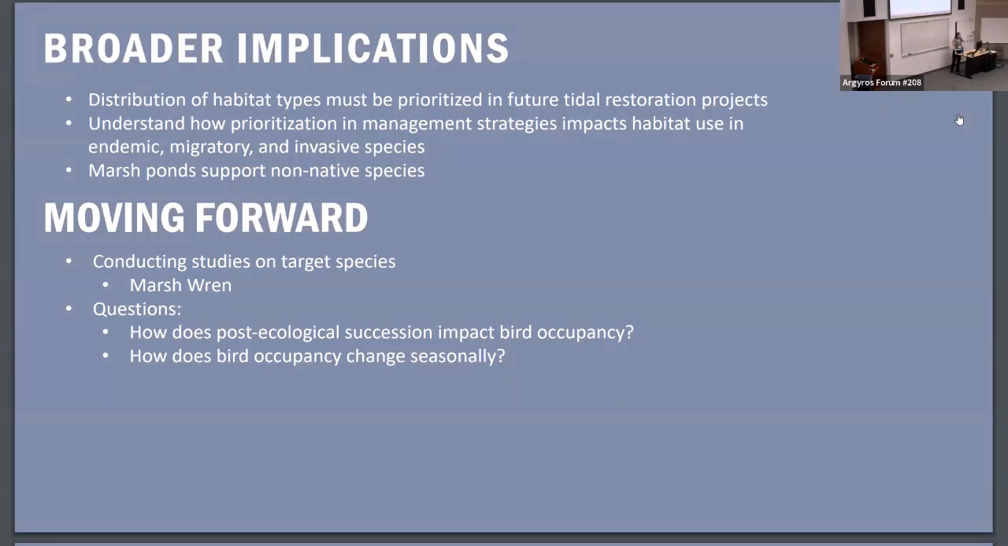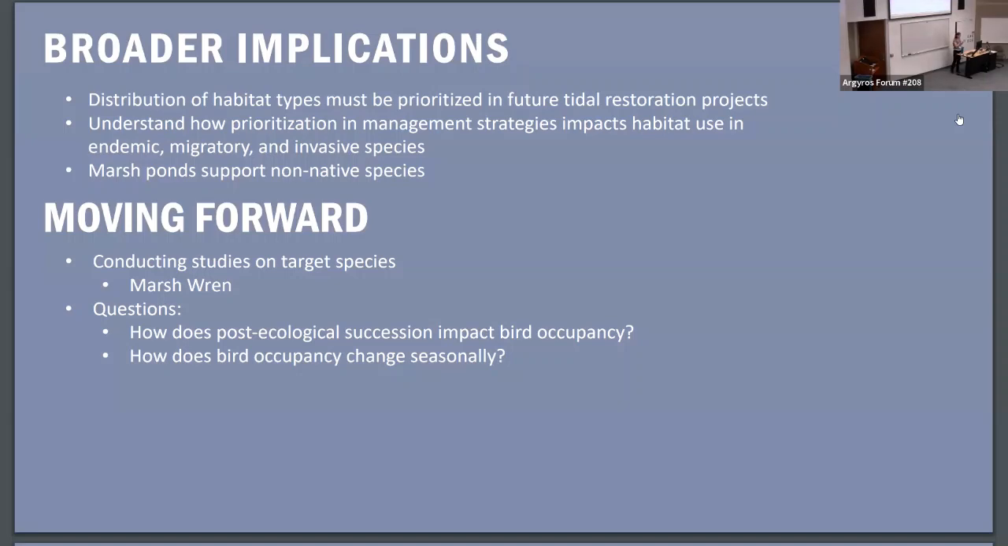I wouldn't. So moving forward, if I were to continue this with this data, I'd want to conduct studies on target species like the marsh wren, because it's the most abundant songbird that we're going to find out in the marsh, but there's such little data on it. I found maybe two data sets on it, and one of them is in North Dakota. Not very helpful. And the second one would be understanding the relationship more about song sparrows, and understanding how migratory birds use the space as well.